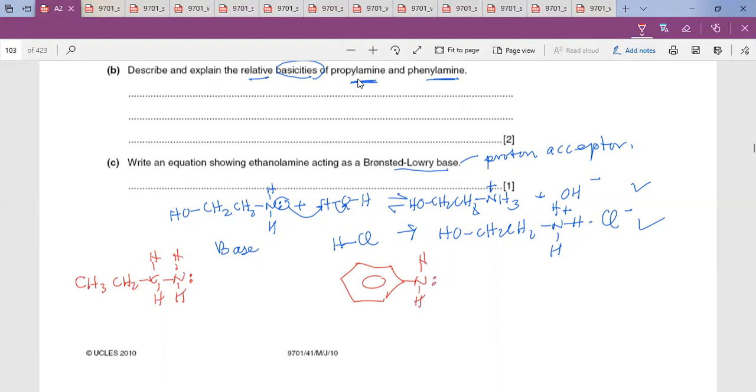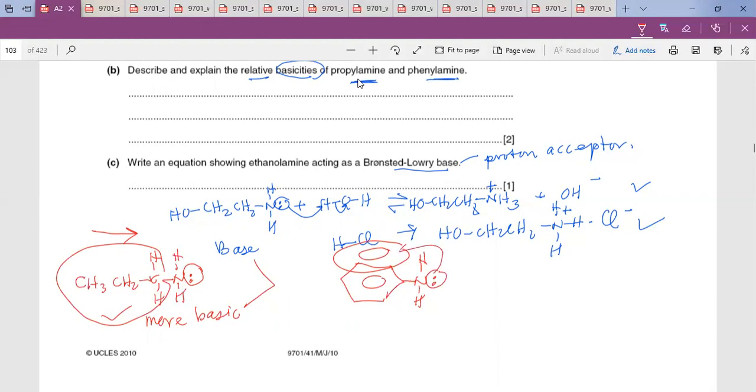Describe. One mark is, which is more basic? It's this one here, it's more basic. Why? The first mark is that it is more basic. Why? Because this group here is electron donating, making the lone pair here more available. Here, the lone pair interacts with the pi electrons, what happens? It delocalizes into the pi electrons, making it less available. Now look at the marking scheme.